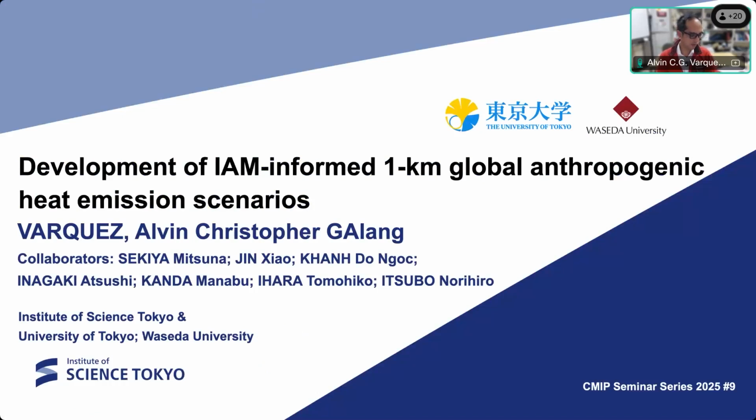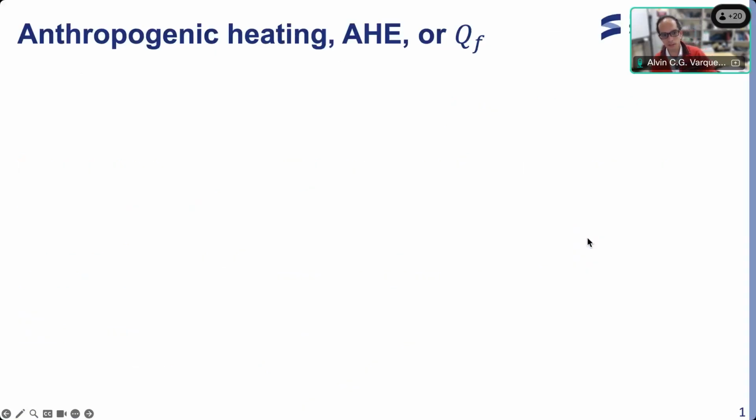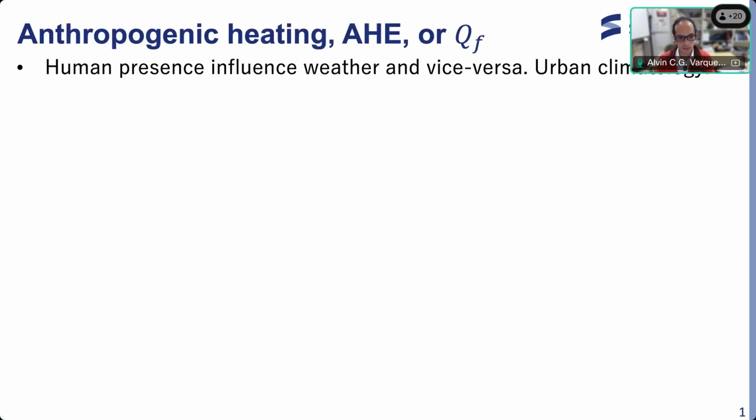So I guess not everyone in this group is familiar with what this anthropogenic heat emission means, so I want to start with that. When we read some papers, it can be abbreviated as AHE or QF. But where it comes from is the field of urban climate. I'm one of the researchers in urban climatology. Our purpose is to investigate the impacts of humans on weather and how weather affects us humans.